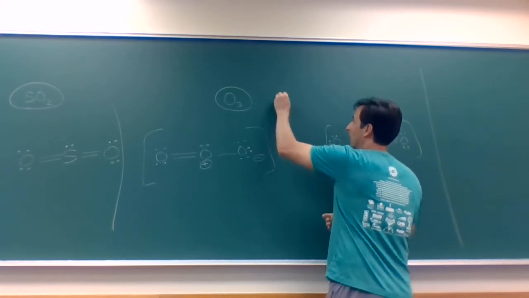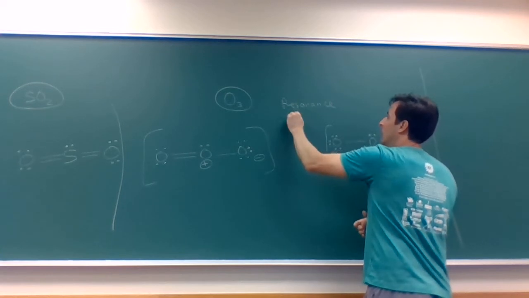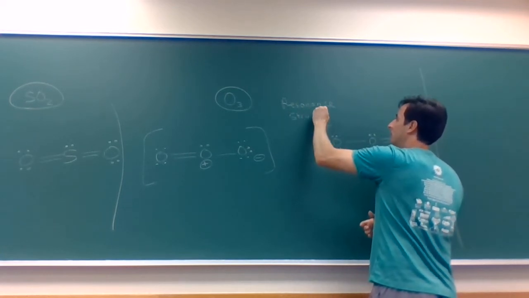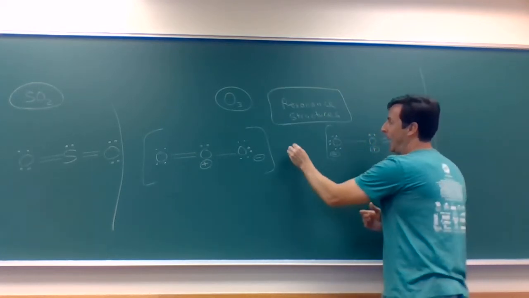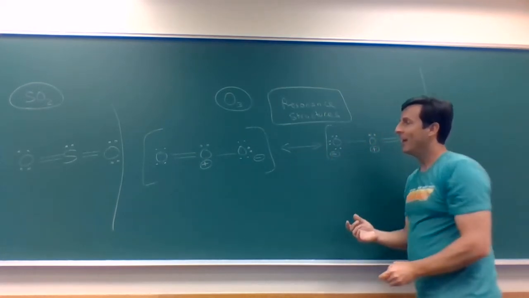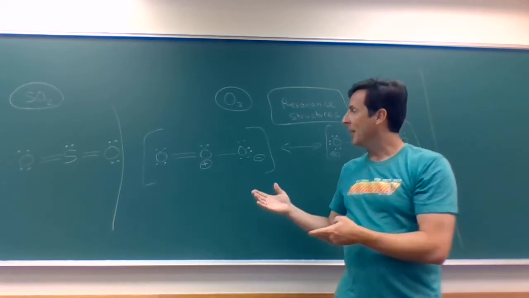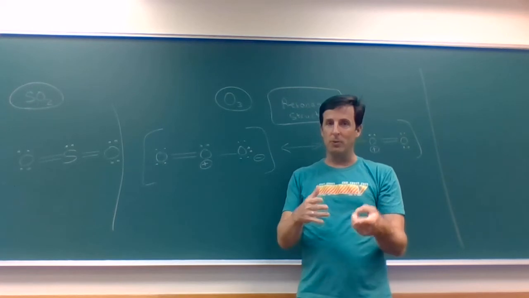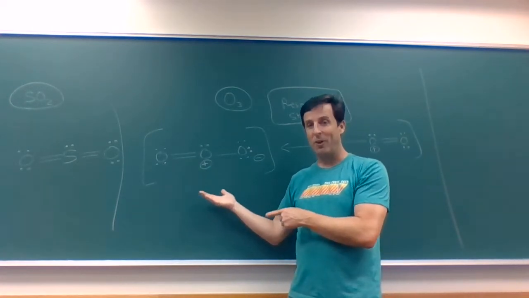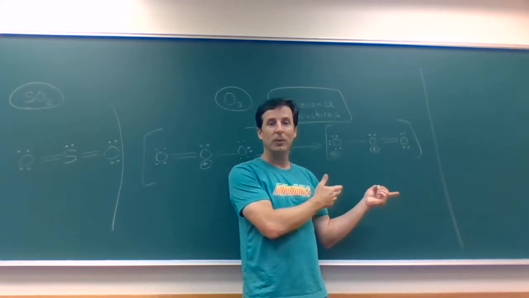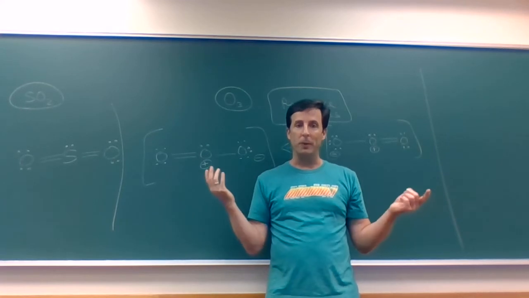So let me write the word resonance structures. Basically what happens is neither one of these structures is right by itself. Okay? If I ask you to draw the Lewis-Dot structure of ozone, this is a correct answer. If you, instead of drawing this one, draw that, it's okay too. But really, neither one is completely correct on its own without both being present.